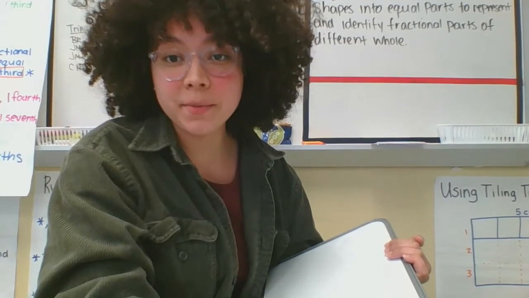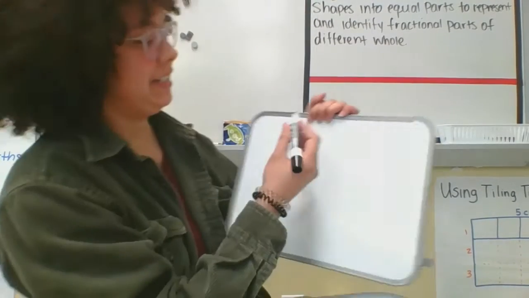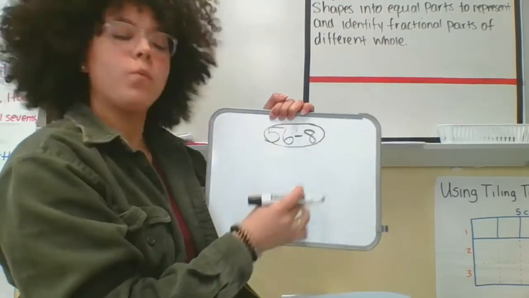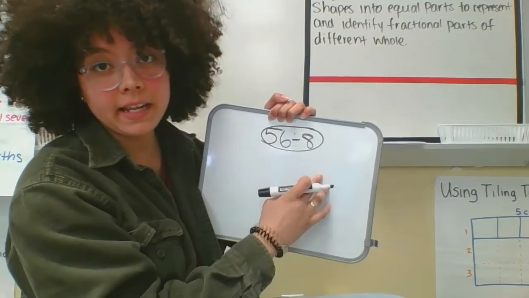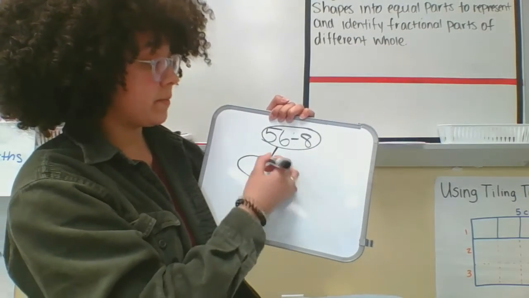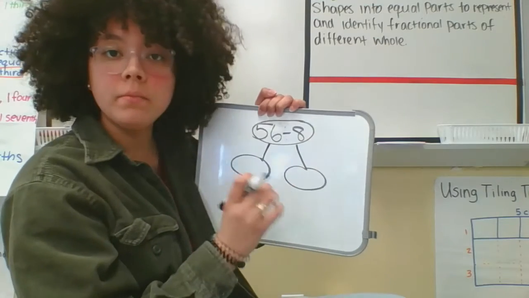Let's use the distributive property to divide. If I wanted to divide 56 divided by 8, where 56 is my dividend and 8 is my divisor, the first thing that I want to do is use the distributive property to break it into familiar chunks.